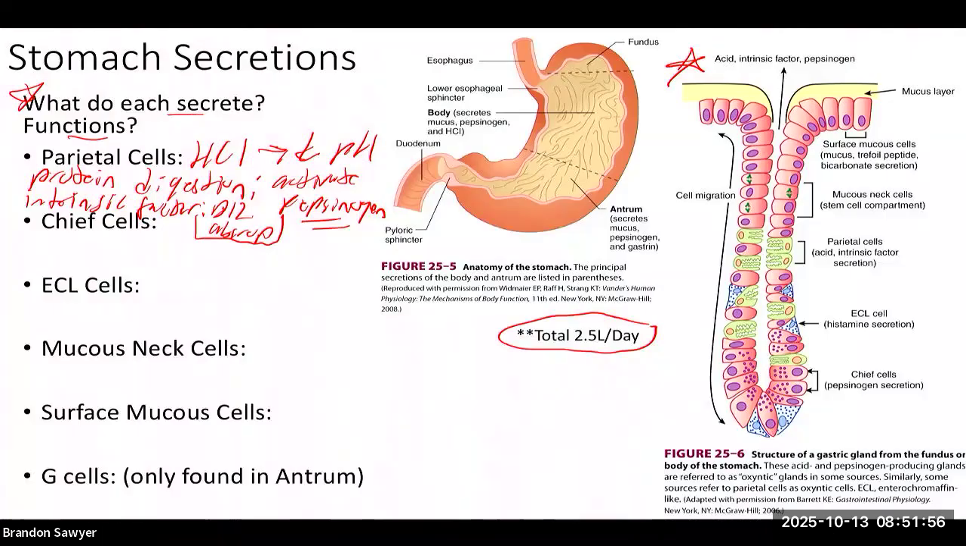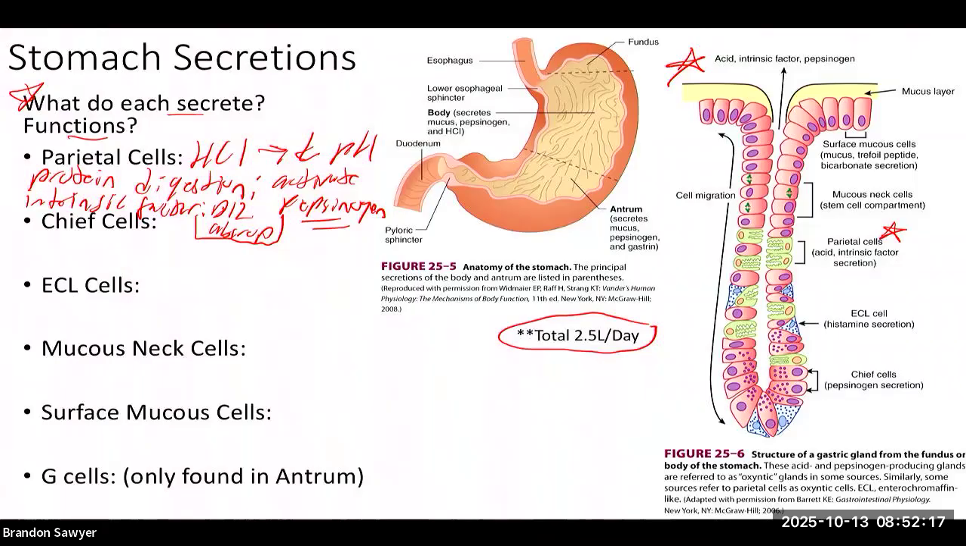Okay. All right. So those are the parietal cells. We can see those guys here. They have a unique look to them. And they have lots of mitochondria because it takes a lot of active transport to push all that hydrogen out when there's already a lot out there. And we'll talk about that on the next slide. So that's the first one.